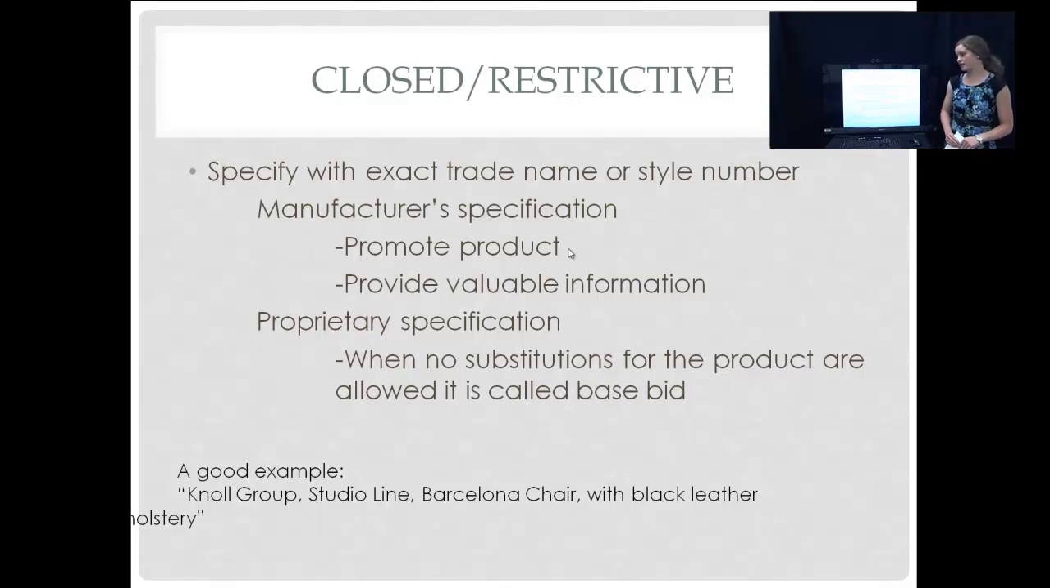Then there's proprietary specifications, and these can be closed or open, but in this situation they're closed because they're called base bid, which allows for no substitutions. On the bottom of the screen you can see an example. It got cut off a little bit, so it says with black leather upholstery, and that's an example of a line of specification.